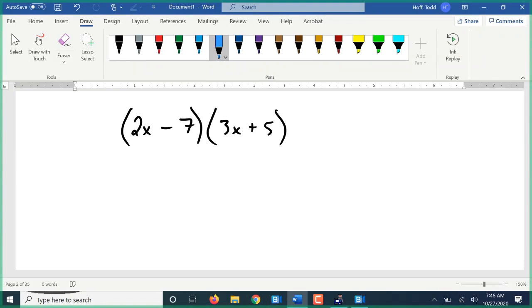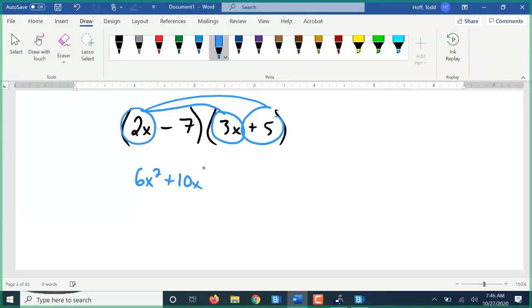So we start out here, we do the FOIL, which is the acronym you could use if you wanted to, but it's just 2x times 3x is 6x squared, 2x times 5 is a positive 10x, move over to the next digit, negative 7 times 3x is a negative 21x, and a negative 7 times 5 is a negative 35.